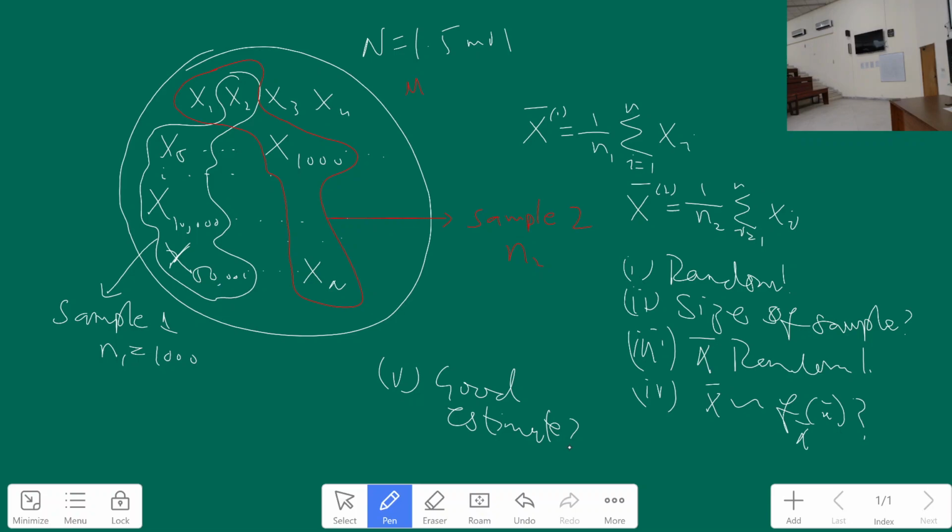Okay, so now you should go for random sampling. What is the size of the sample? That is one question we have to answer. X bar is random, yes, agreed. But then what is the distribution of x bar? And then finally, what is a good estimate of x bar?